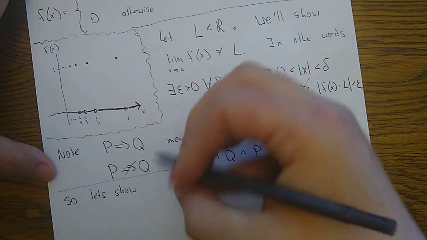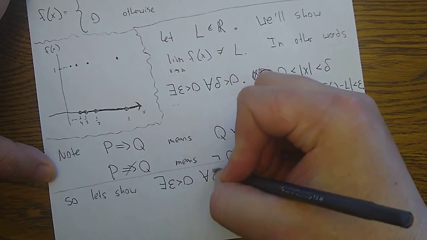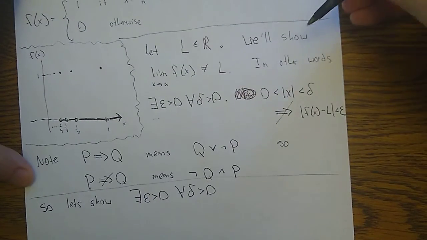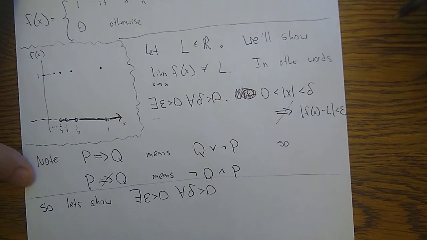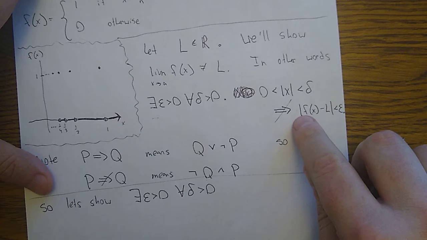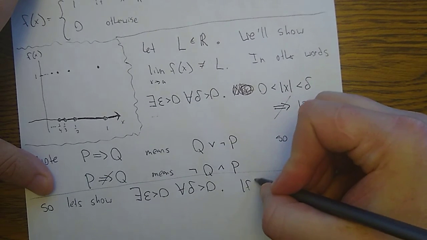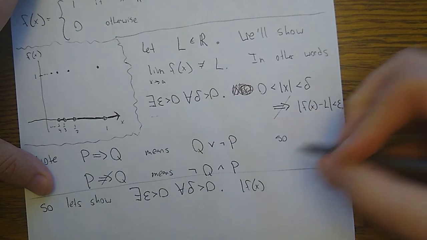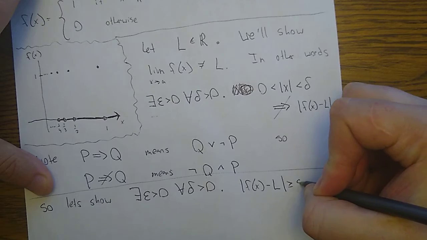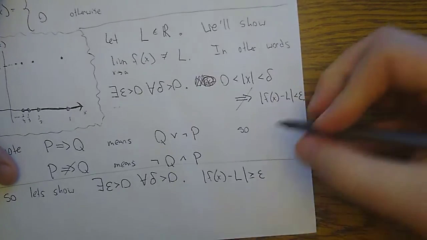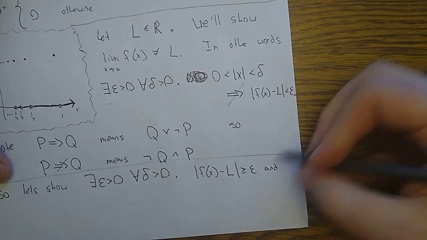So in other words, let's show there exists an epsilon greater than 0, such that for all delta greater than 0, let's see, this one's P, this one's Q, so I will say not Q, so this is greater than or equal to epsilon, and P.